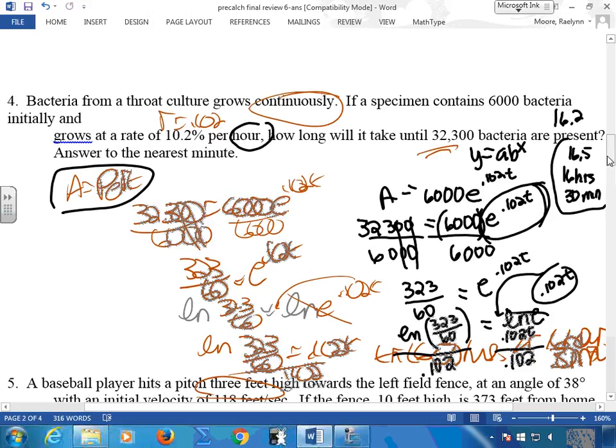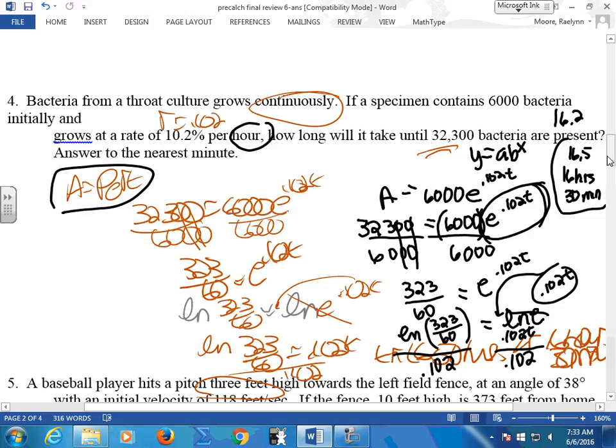But what if it said 16.2? How would you convert the 0.2 to minutes? Multiply it by what? How many minutes in an hour? 60. You would multiply the 0.2 by 60. It's not 20 minutes. Because this goes to 10, your minutes goes to 6. This goes up to like 10, your minutes goes up to 60. So multiply this by 60. So it would be 16 hours, 12 minutes.